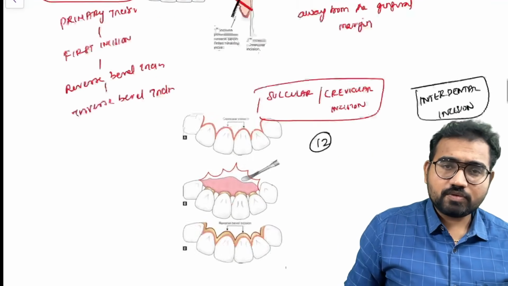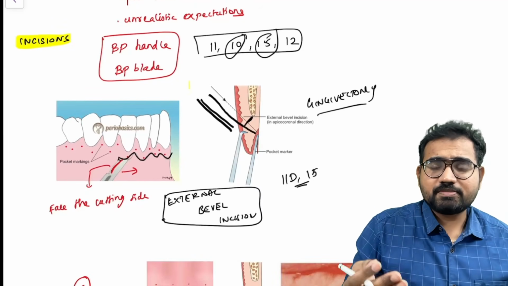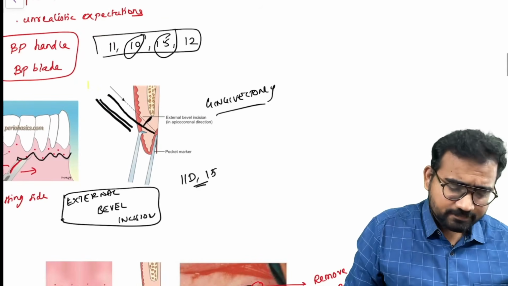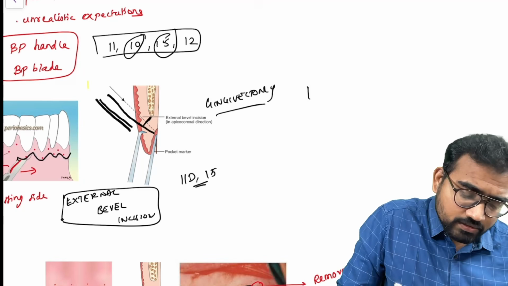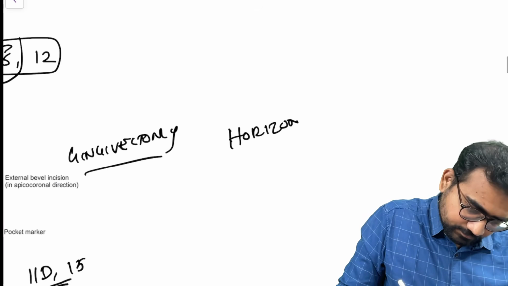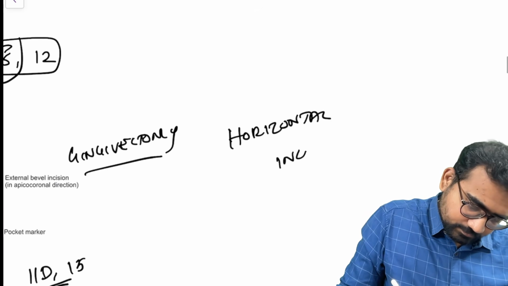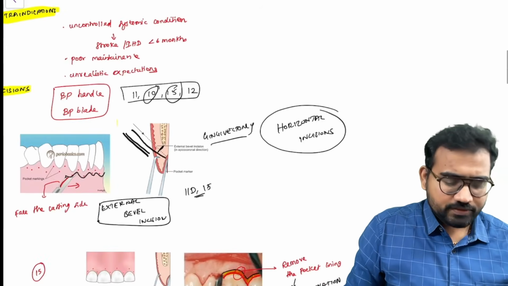Till now, what we saw were horizontal incisions. The external bevel incision, the internal bevel incision, and the sulcular and interdental incisions, all these are horizontal incisions. Fine. Now coming to vertical incisions.